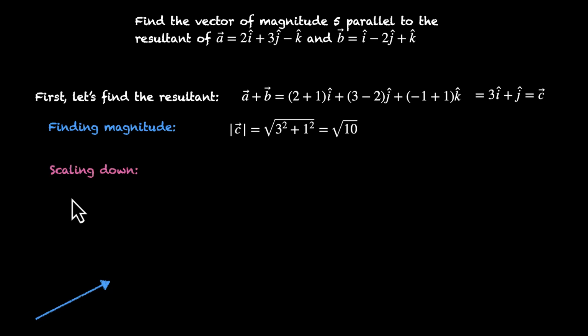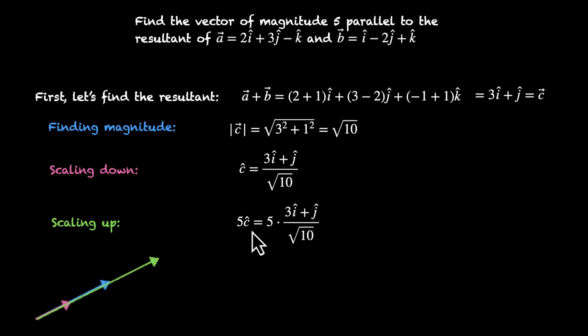We can scale this down. So scaling this down means dividing this vector by its magnitude. That's going to give us c cap. That's c vector by mod of c vector. That's 3i cap plus j cap divided by root of 10. So this is our unit vector. Now we can scale it back up. We need a magnitude of 5. So we'll multiply this unit vector by 5. So this is going to be 5c cap. That's 5 times 3i cap plus j cap divided by root 10. That's going to give us 3 root 10 by 2 i cap plus root 10 by 2 j cap.